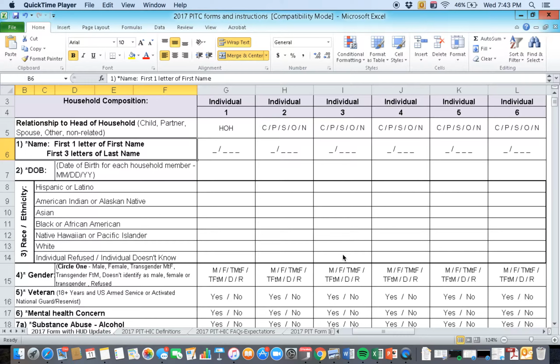And today I'm going to be doing a tutorial on how to fill out the Point in Time Count form, along with answering some general questions that you may have. So first I will start with what is the Point in Time Count.